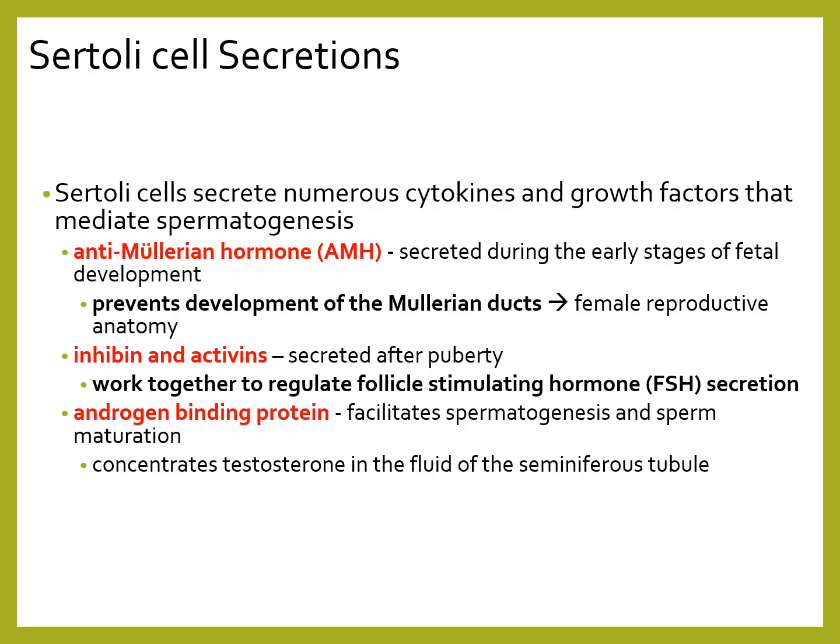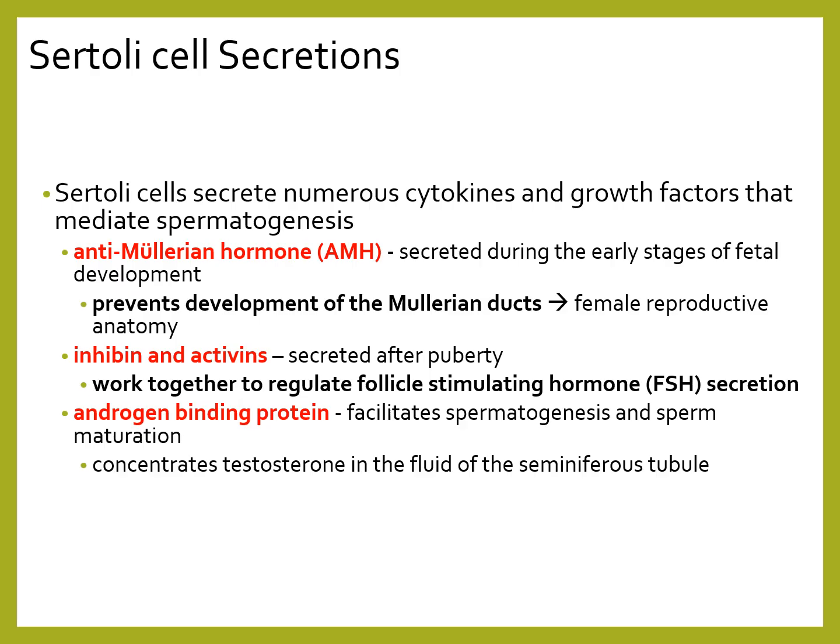This slide outlines additional secretions that are made by the Sertoli cells. So there are all kinds of cytokines and growth factors that are secreted by the Sertoli cells. Let's take a look at a few of these substances. I'm going to start off with anti-Müllerian hormone. This is secreted during the early stages of fetal development. Even before the male reproductive system forms, Sertoli cells appear and begin to secrete anti-Müllerian hormone. This is to determine the development of male reproductive structures. This hormone prevents the development of the Müllerian ducts, which will become the female reproductive system.